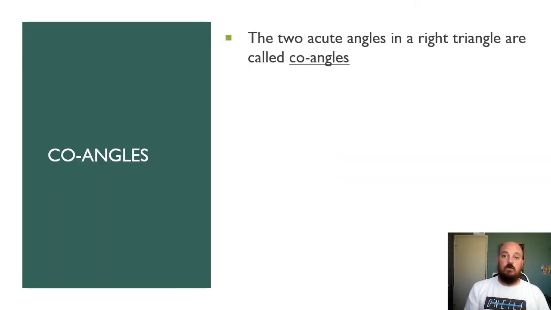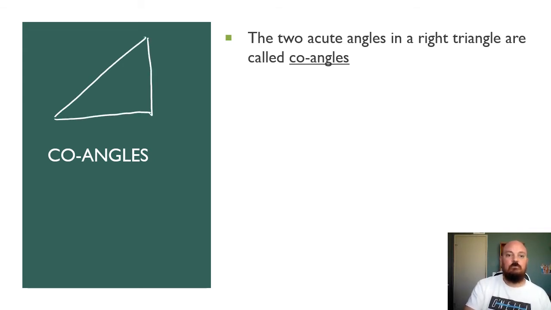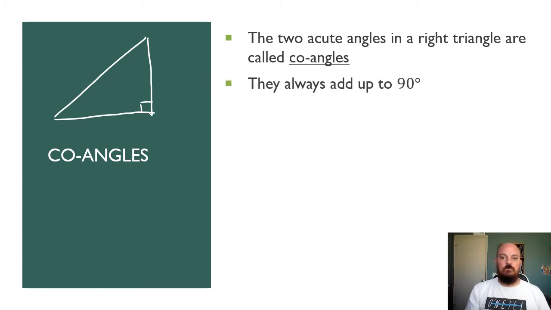So let's talk about coangles. If you have a right triangle, in fact, let me draw one for our lesson today. You have this right triangle here. The two acute angles, meaning not the right angle, the other two, they're called coangles. And they always add up to 90. So if I put a number in here, like let's say for example, I told you that this angle was 20 degrees, just to make up a number, then you would say, okay, well that's easy, this one's 70. Just subtract from 90.